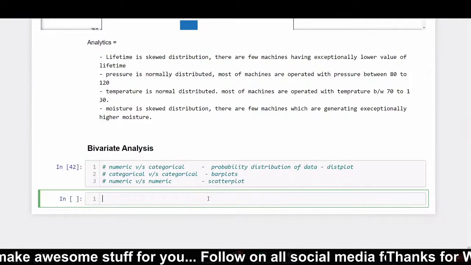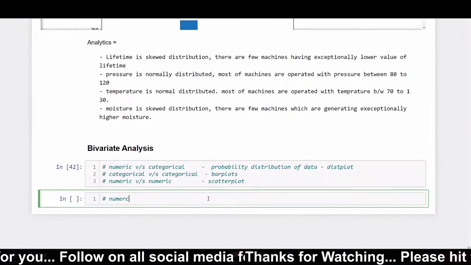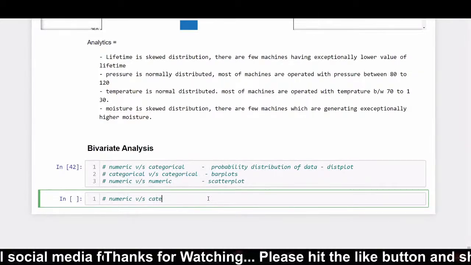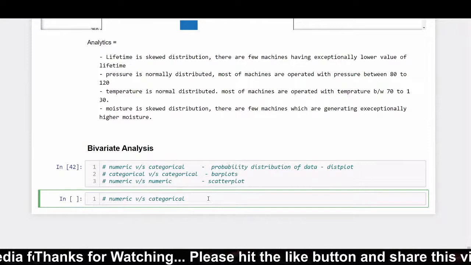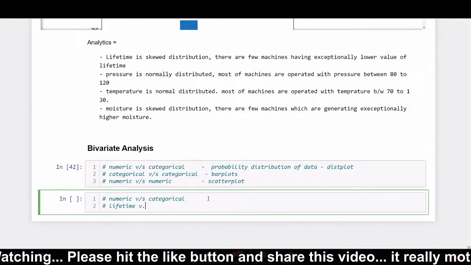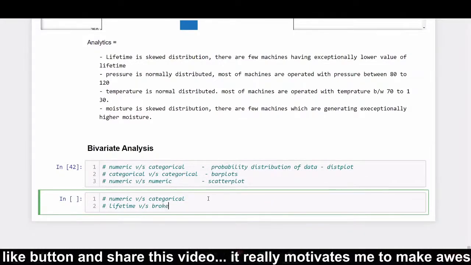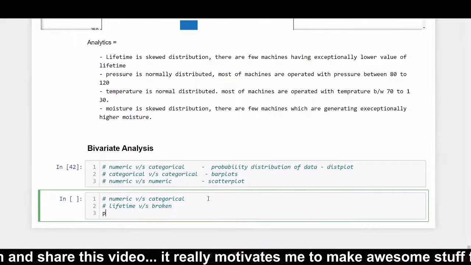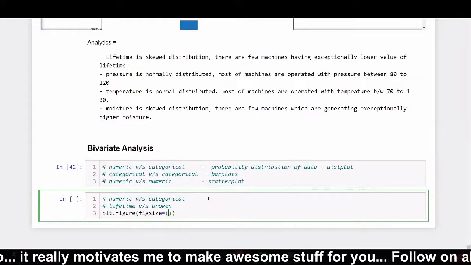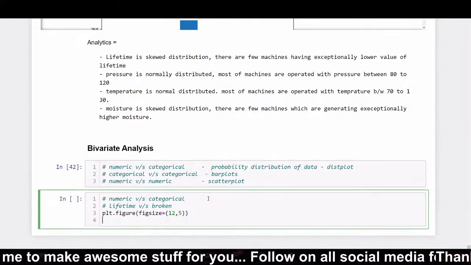So these are the multiple options available. Now let's do similar analytics. First we're going to go for numeric versus categorical. As part of that, let's look at lifetime versus broken. Broken is categorical, lifetime is numeric. So we can simply say plt.figure with figsize equals, let's say, 12 by 5, where 12 is the width of the graph and 5 is the height of the graph.